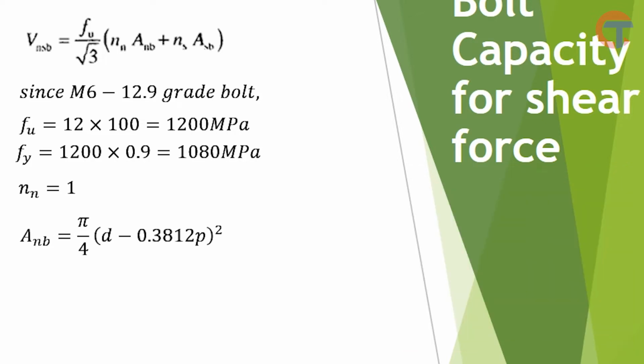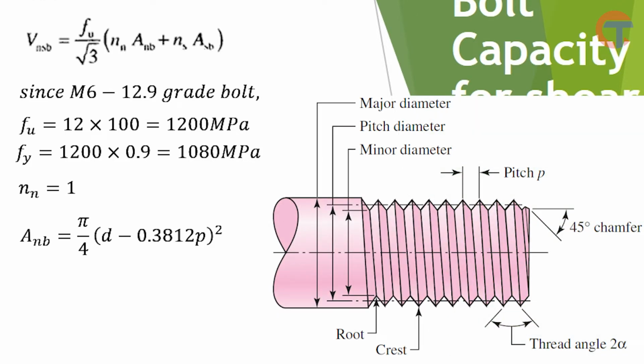A_nb is the net cross-sectional area of the bolt at the threaded part. It can be taken as the area corresponding to the root diameter of the threaded part, or you can calculate A_nb by the formula A_nb is equal to pi by 4 times the whole square of (d minus 0.3812 p), where d is the diameter of the bolt and p is the pitch, which is the distance between the threads of the bolt.